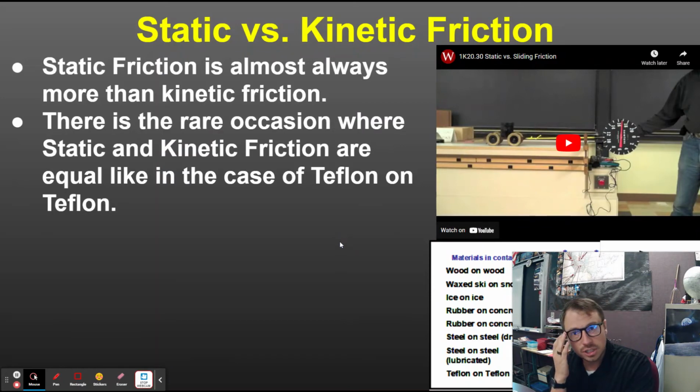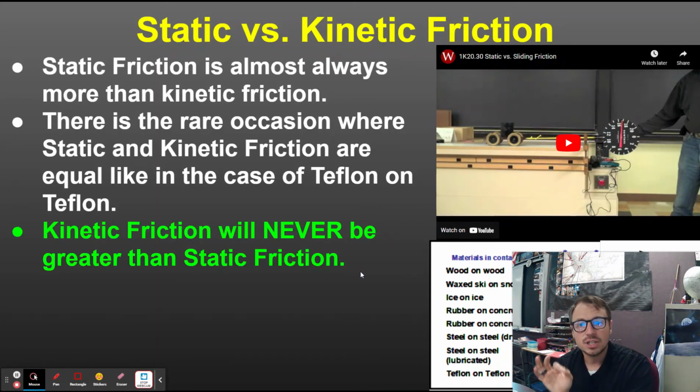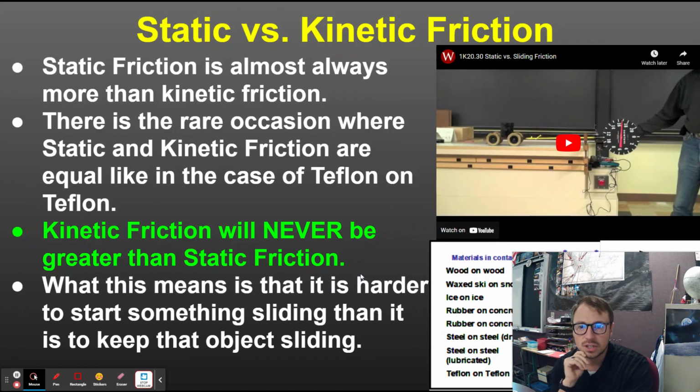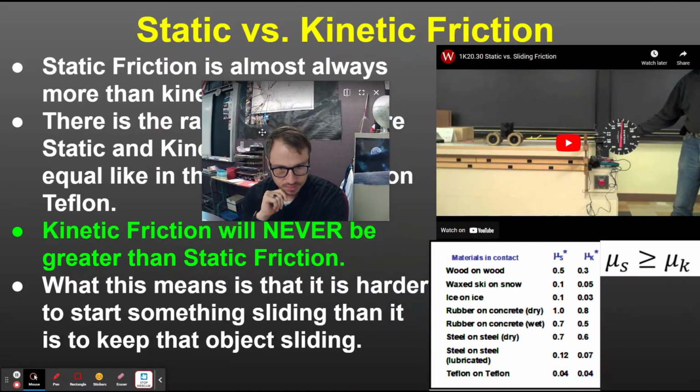So static versus kinetic friction. Static friction is almost always more than kinetic friction. There is a rare occasion where static and kinetic friction are equal, like in the case of Teflon on Teflon. Kinetic friction will never be greater than static friction. What this means is that it is harder to start something sliding than it is to keep an object sliding.